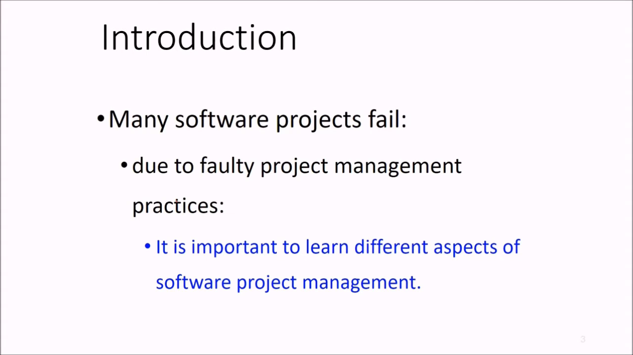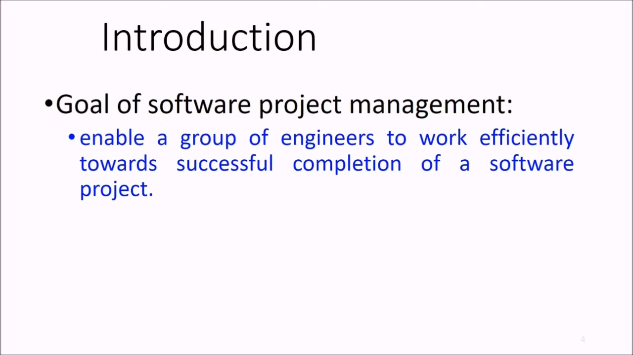This is because of improper management. If you have a faulty project management, the software project or any project per se is bound to fail. So it becomes important to learn various aspects of software project management, which is the topic of today. What is the goal of software project management? Why do we go for software project management? This ensures and enables the people who are involved in the software, or engineers more specifically, to work efficiently towards successful completion of a software project.